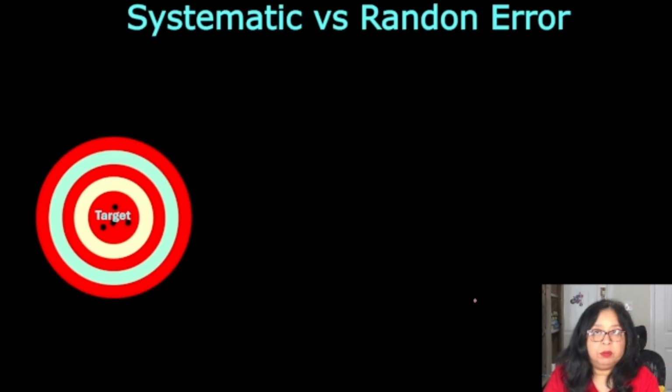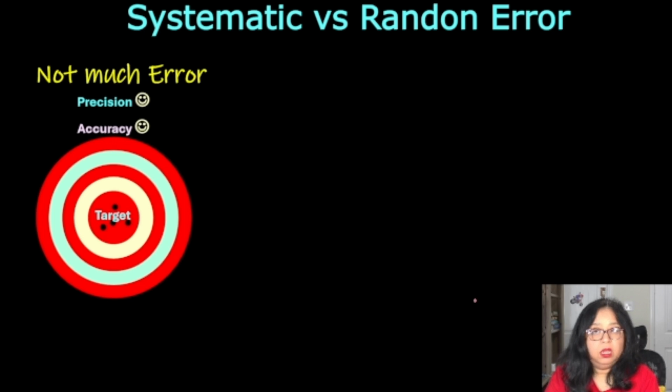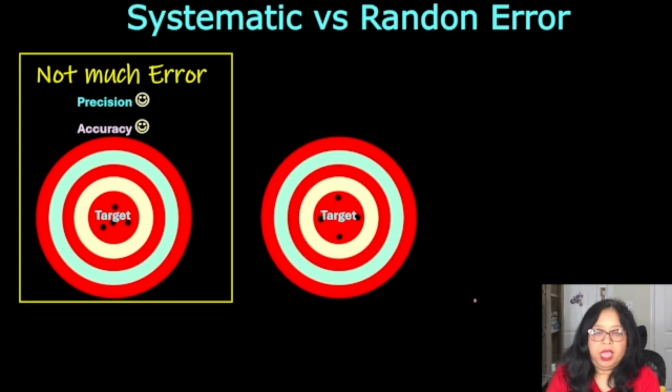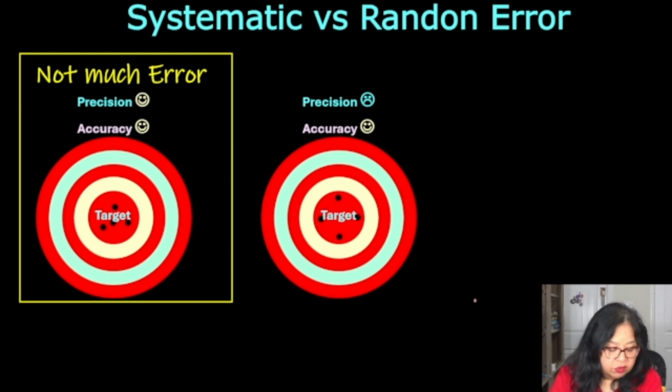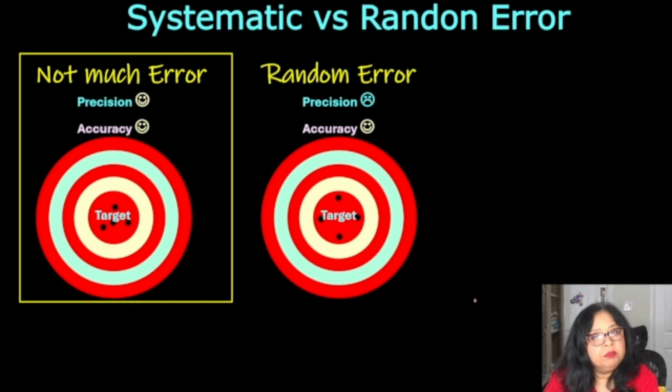Talking about visual representations, here's another one. We have seen these kinds of examples before. All my darts are at the target. Precision is good. Accuracy is good. Not much error. However, if I had my darts as shown in the second diagram, now these darts are relatively farther from each other. So precision is not very good. Accuracy is good because the average of these four darts will be at the center. So these are random errors.